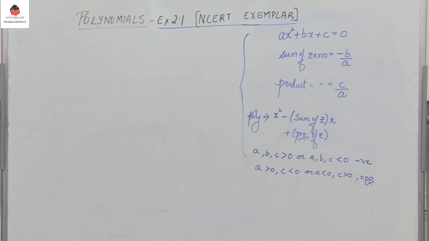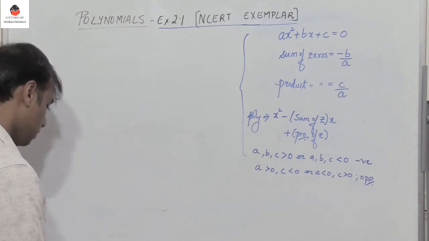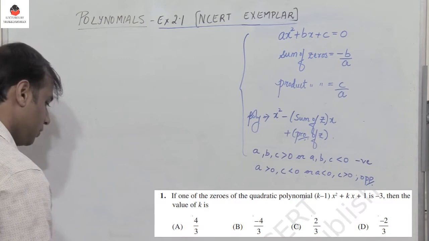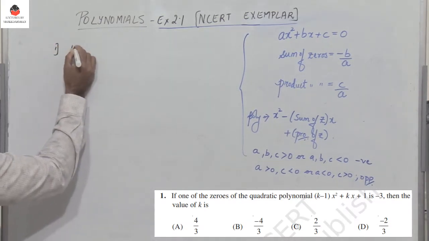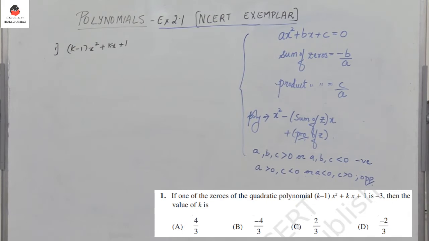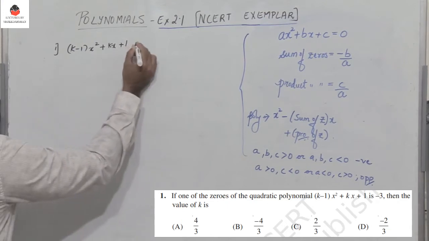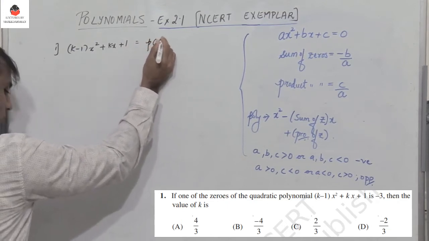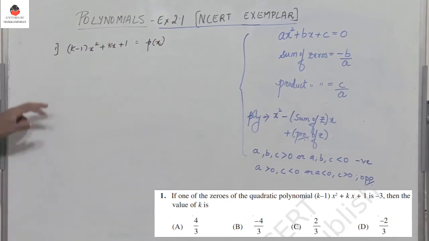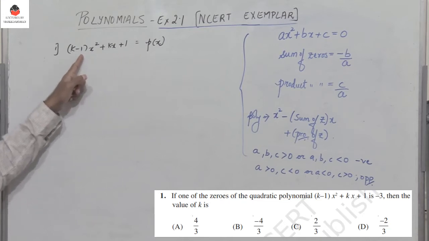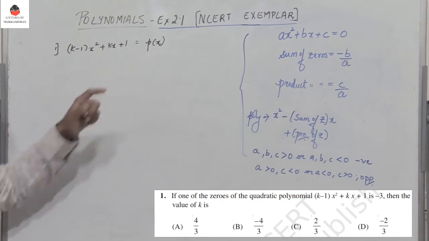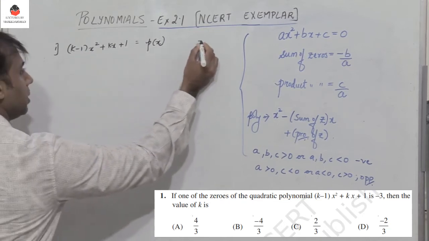The first MCQ problem which you observe on the screen: if one of the zeros of the quadratic polynomial (k minus 1) x squared plus kx plus 1 is minus 3, then the value of k is. So this is the polynomial given. Let me call this p of x. I need to find the value of k, and it has already been given that one of the zeros of this quadratic polynomial is minus 3.